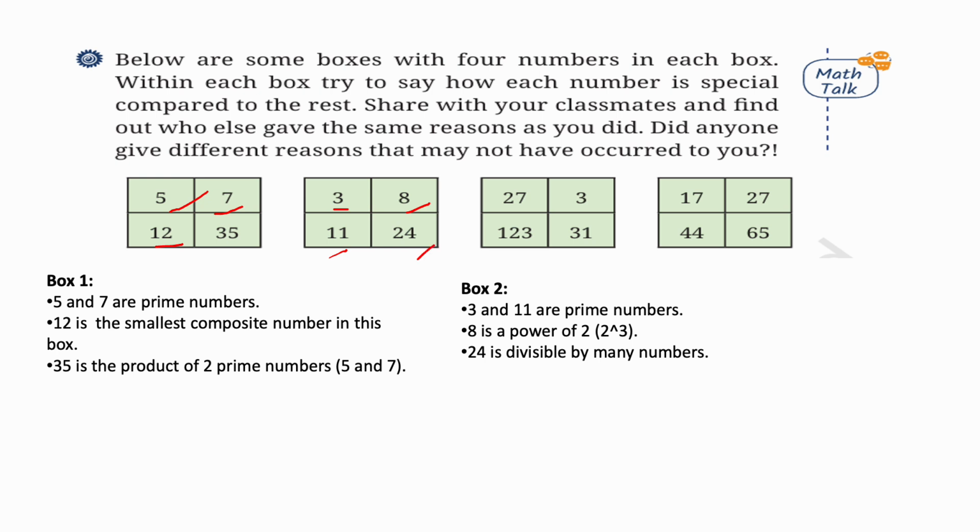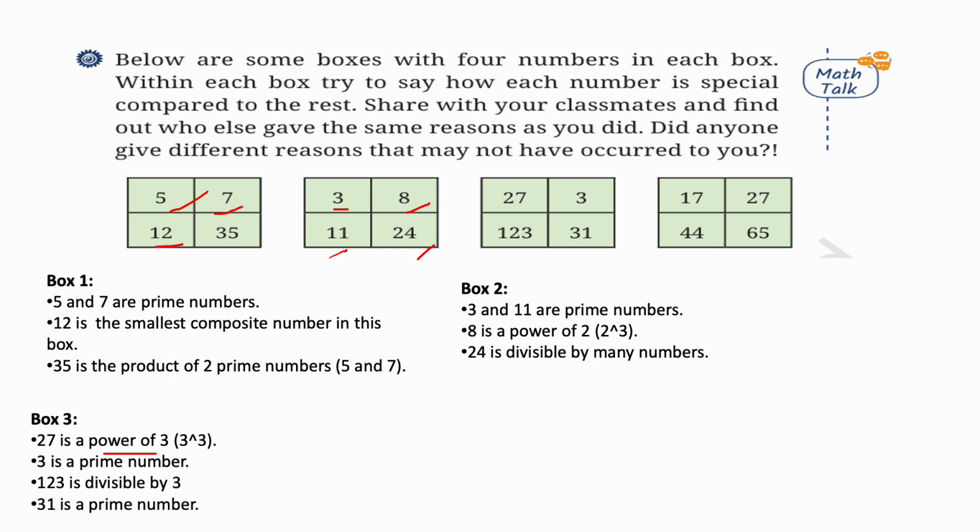Then see box number 3. The numbers are 27, 3, 123 and 31. Here 27 is a power of 3. Then 3 is a prime number. Then 123 is divisible by 3. Then 31 is a prime number.